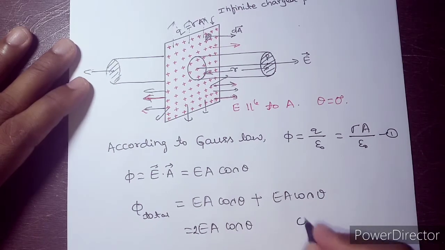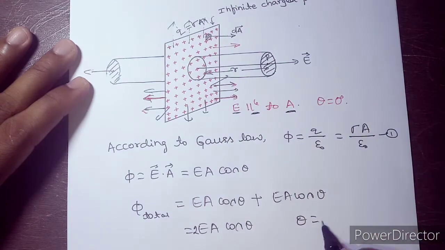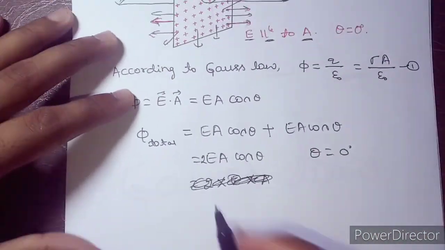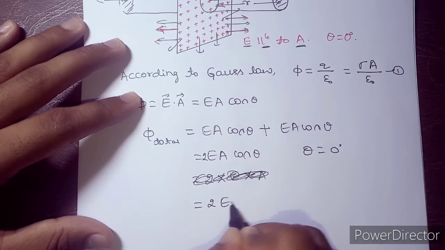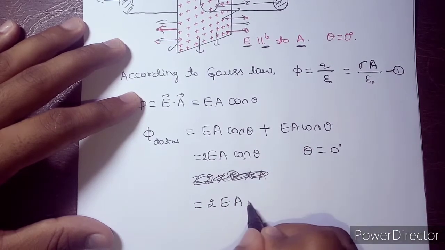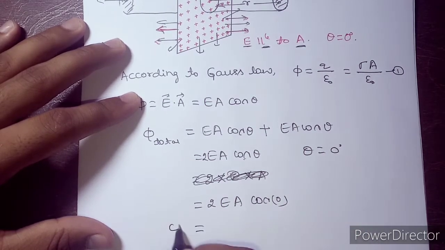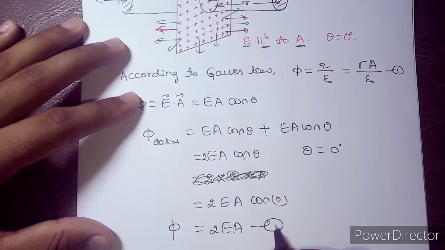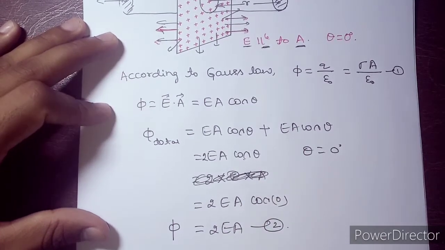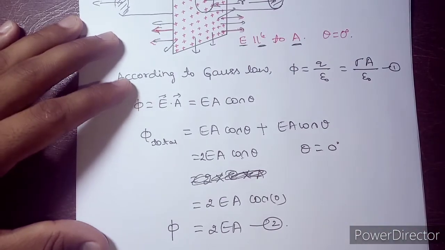And what is the value of theta here? Here E is parallel to A, so theta is equal to 0. So I will get 2 E A cos 0. I can directly write that is 1. So total flux is equal to 2 E A. Let us consider this is equation 2 from the electric flux equation. So we got 2 different equations for phi.